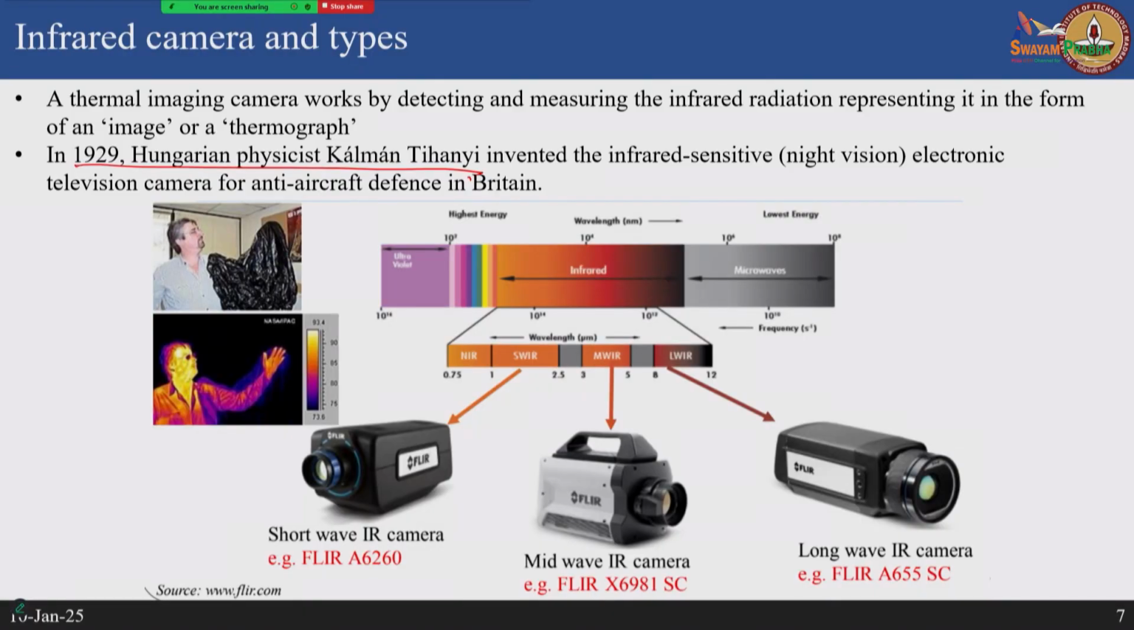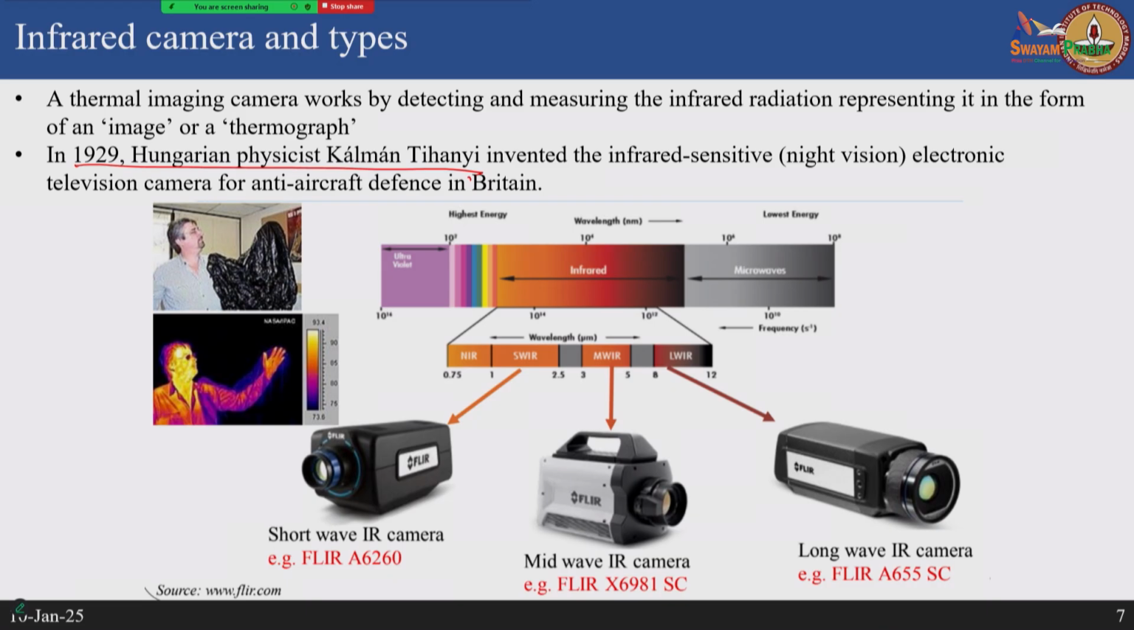So, for scientific purposes, of course, people have been using infrared cameras for research, and the invention was actually credited to a Hungarian physicist in the year 1929, who invented the IR camera as a night vision camera. The invention had nothing to do with scientific research, but was for military surveillance, before World War II had happened. Of course, later on people started using this also for research purposes, and you now have different types of cameras which are operating in these bandwidths.